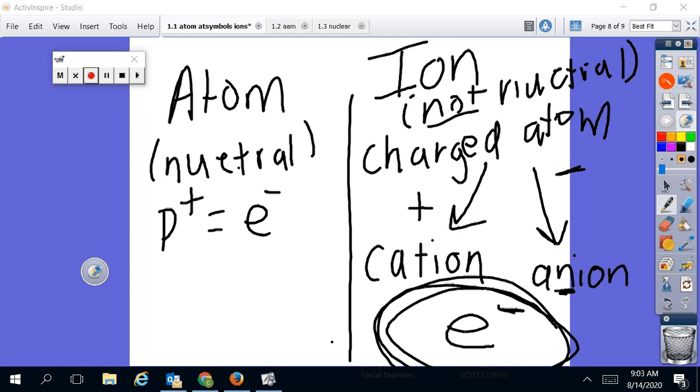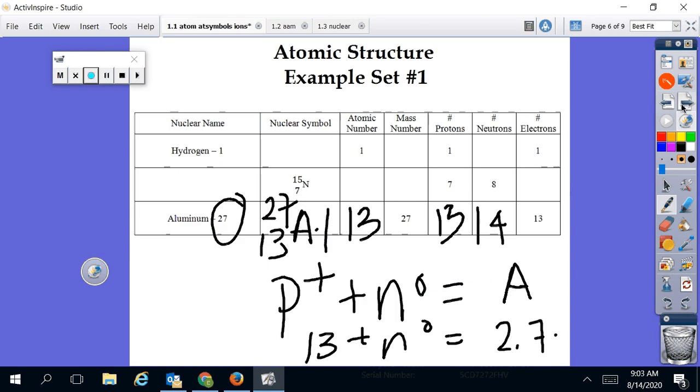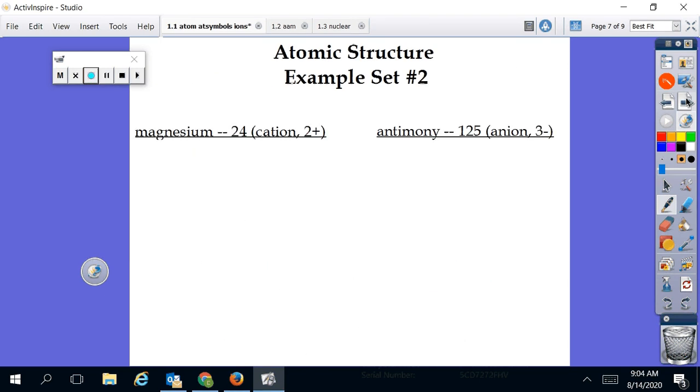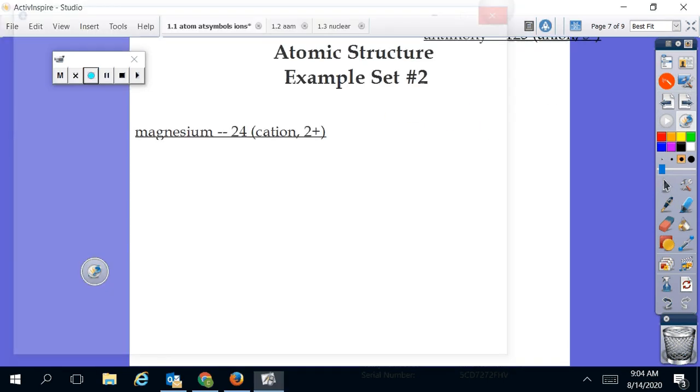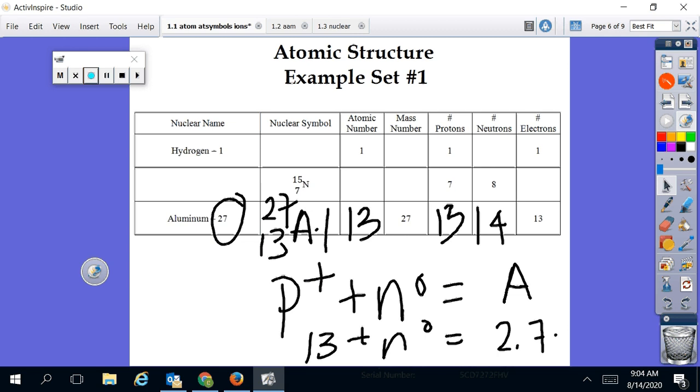Okay, so let's go back now to examples with charges. Now here's how you write them. Look at the first one. We're first going to just look at magnesium. Just drag this over.